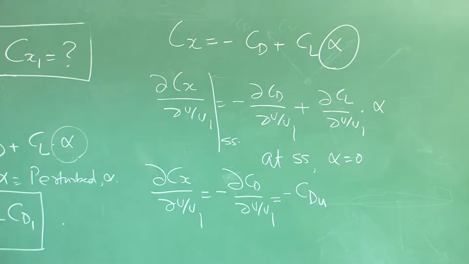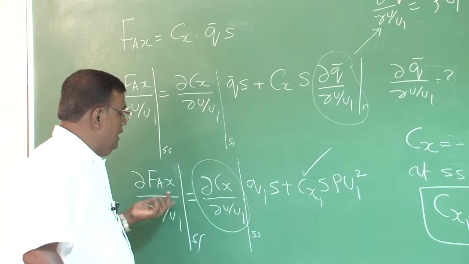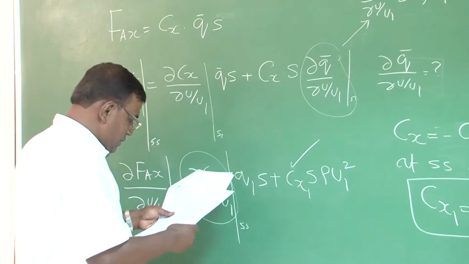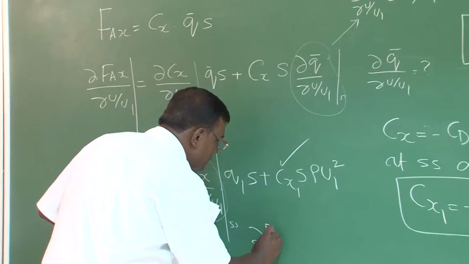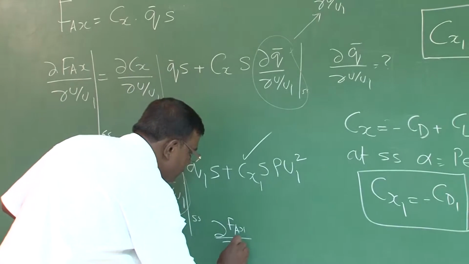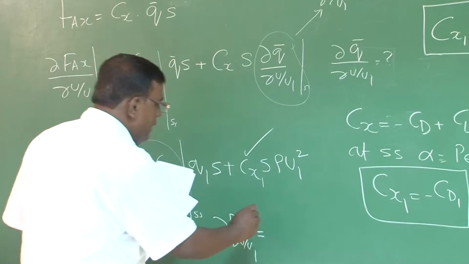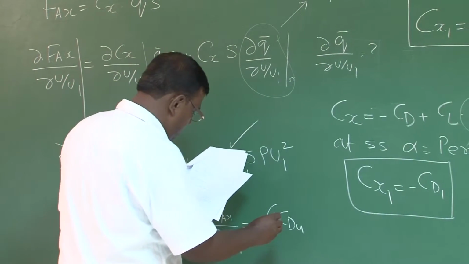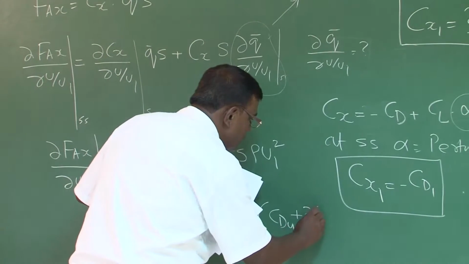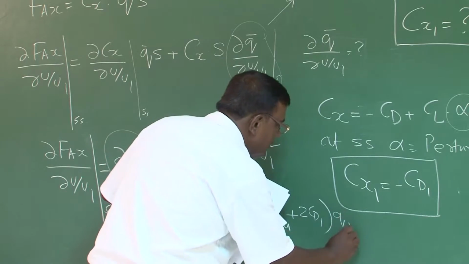But as far as the expression is concerned, now I know that dfAx by du by u1 I can easily write as minus CDU plus 2CD1 into q1s.